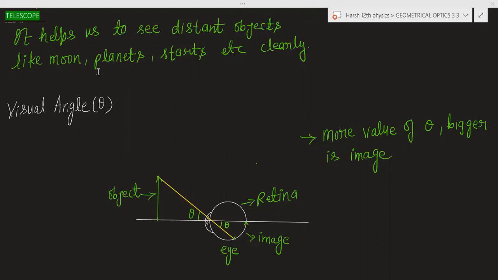Okay, so what is a telescope? A telescope helps us to see distant objects like the moon, planets, stars, etc. clearly. If you want to see a distant object, meaning an object which is very far from us, you use a telescope. Like you have heard the name of the James Webb Telescope.